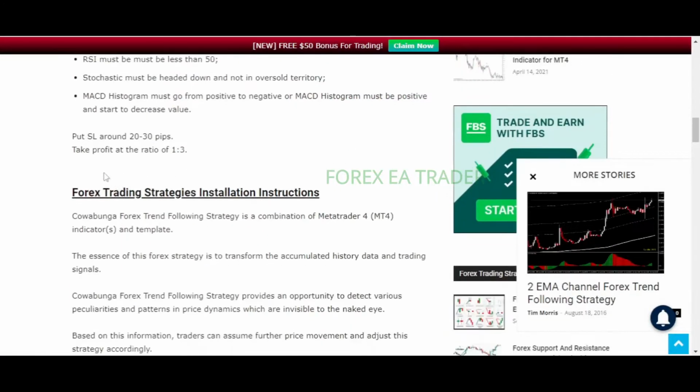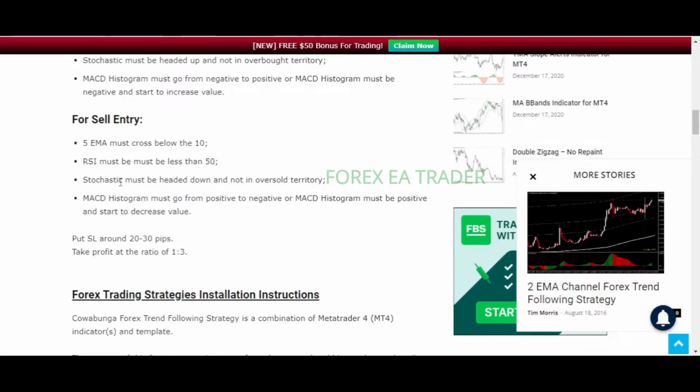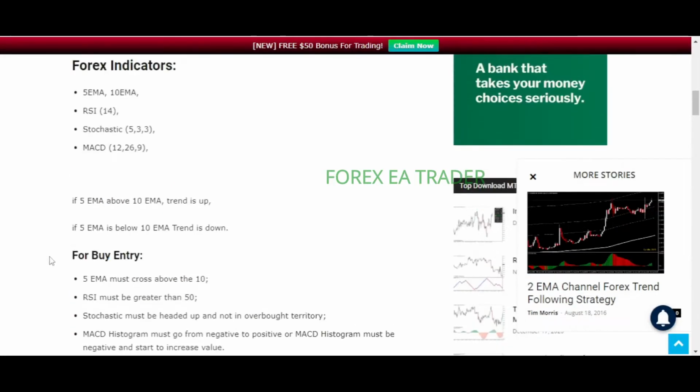It's basically a very easy to follow strategy. Put stop loss around 20 to 30 pips. That's the stop loss. And for take profit, we want to aim for 1:3. Basically, if we're going to use a stop loss of 20 pips, then obviously our take profit needs to be around 60 pips. Or if we're going to use 30 pips as our stop loss, then our take profit needs to be around 90 pips. That's what they are saying there.